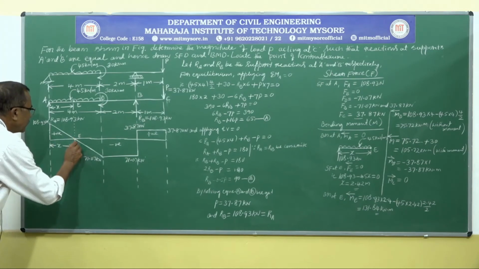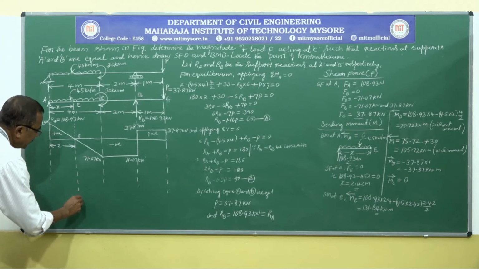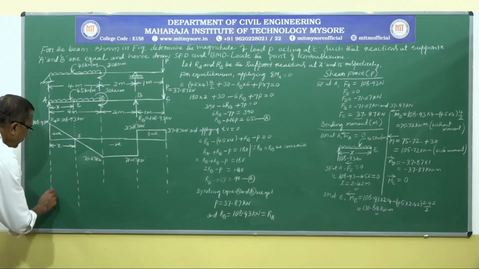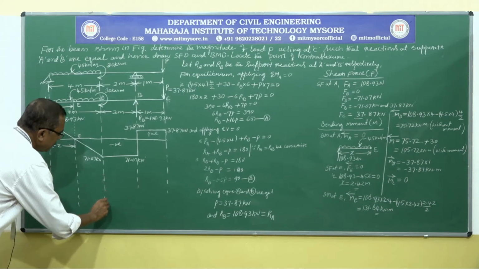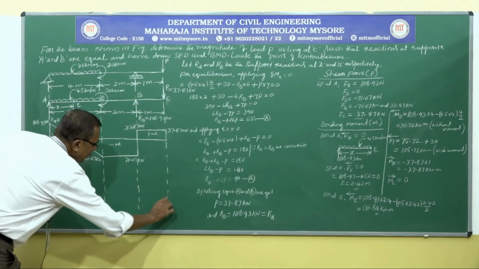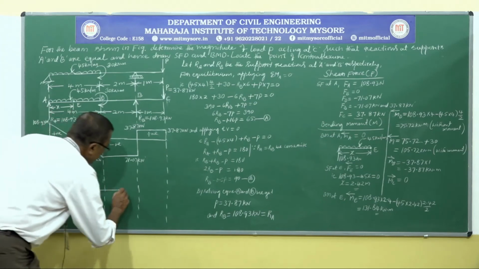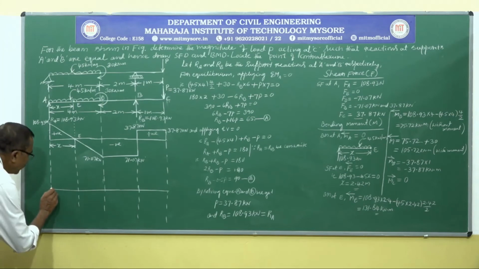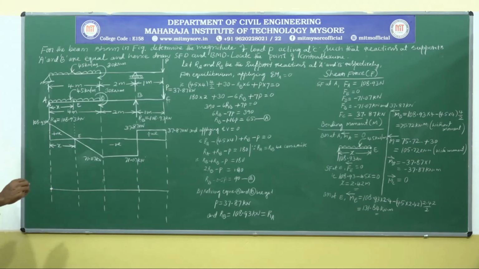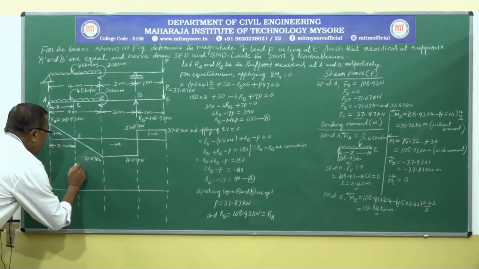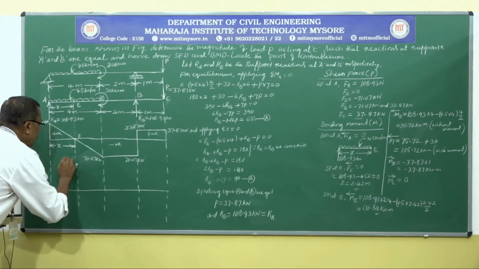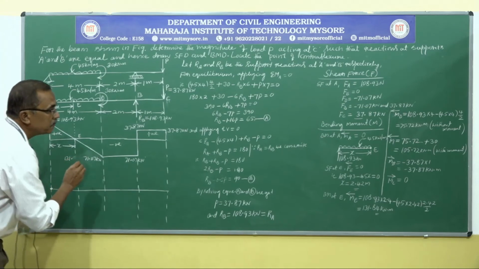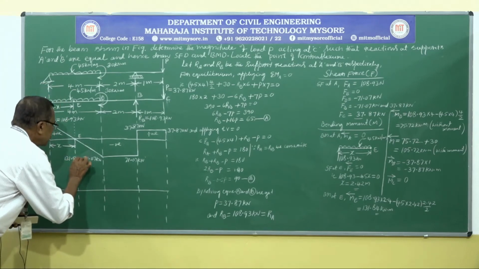Let us produce the dotted line from point E, where the shear force diagram changed its sign from positive to negative. Draw the reference line. Bending moment at point A is 0, bending moment at point E is 131.84 kilonewton meter.